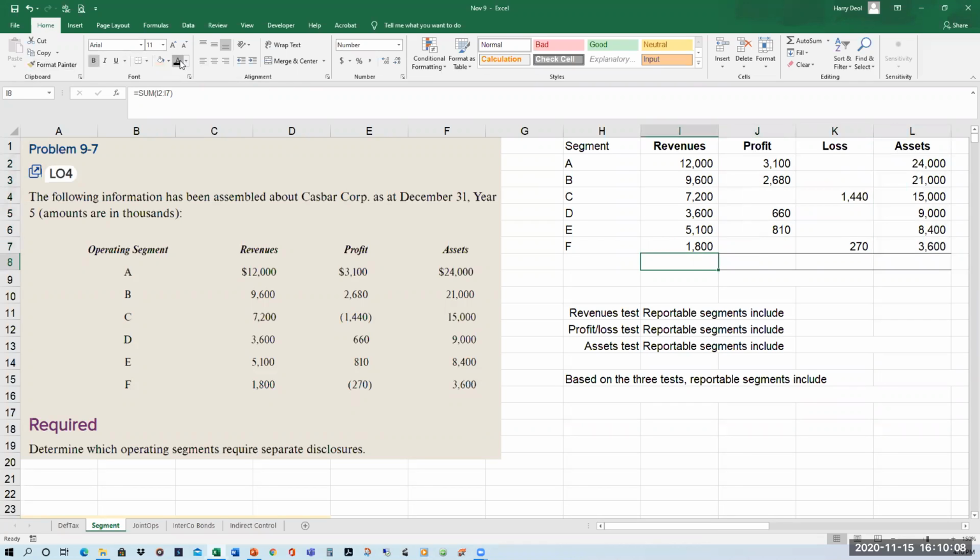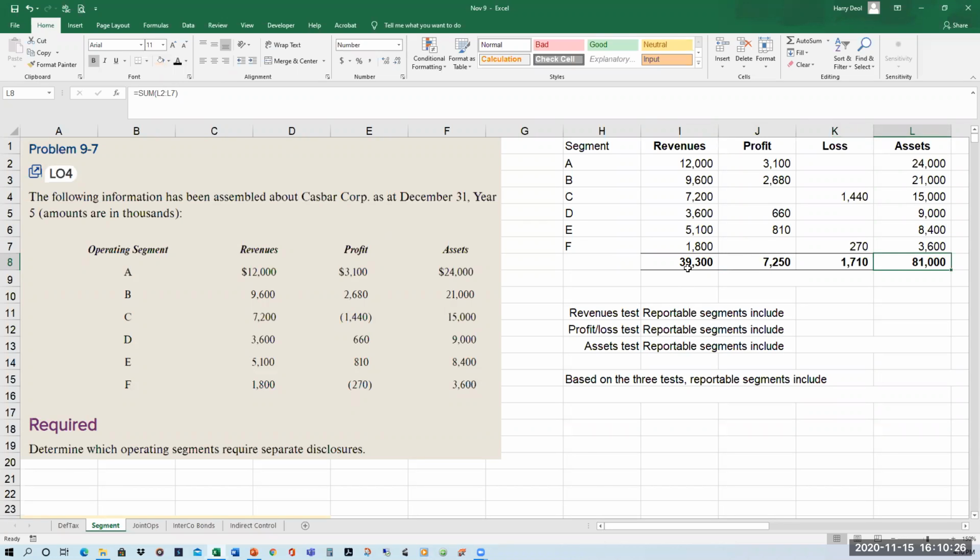Calculate the total. So total revenues, 39,300. Total of the profit-making segments, the profit, 7,250. Total of the losses, 1,710. Total of the assets, 81,000.